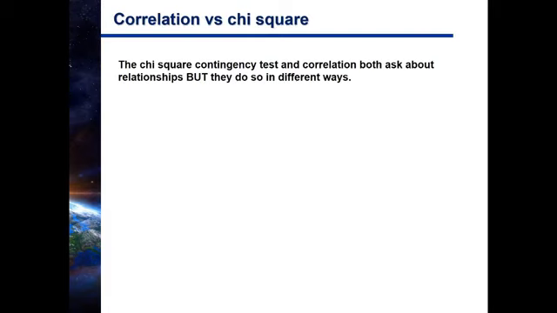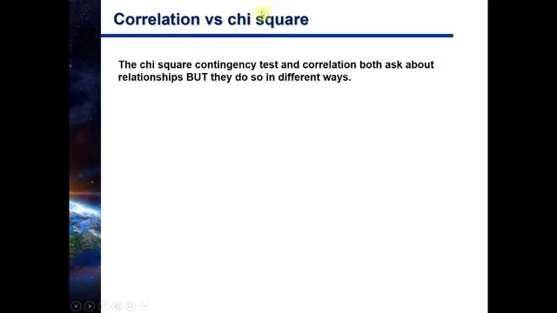Here's another area where people get confused, and that's between correlation and chi-square. In particular, it's a confusion between correlation and the test of independence, also called the contingency test. Now, I think the confusion comes in because with correlation, you're asking a question about, well, the word is in here, right? Correlation. So you're asking a question about relationships.